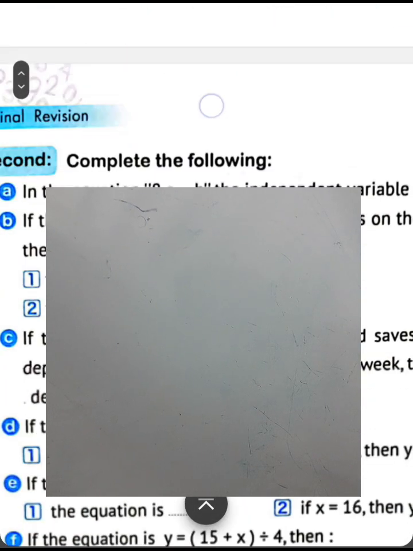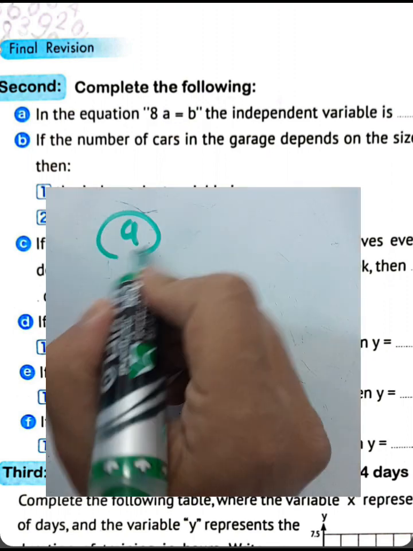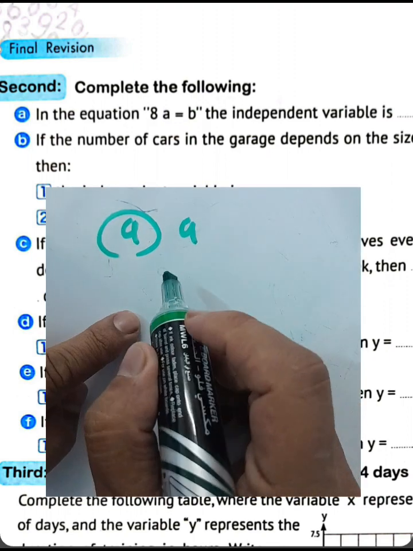Second question here: complete the following. Letter A: in the equation 8a equals b, the independent variable here, we called it a. A here is the independent variable. Choose A here.